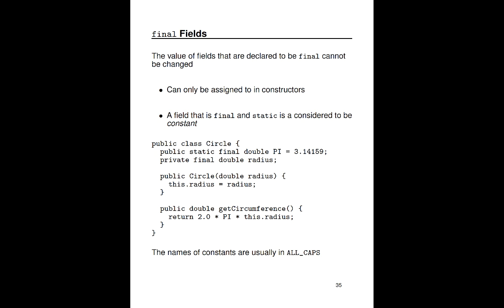Oh, and note that by convention, when you have a constant, something that is public, static, final, its name is written in all caps with underbars in between words. So here we have PI, capital P, capital I, because it's a constant.